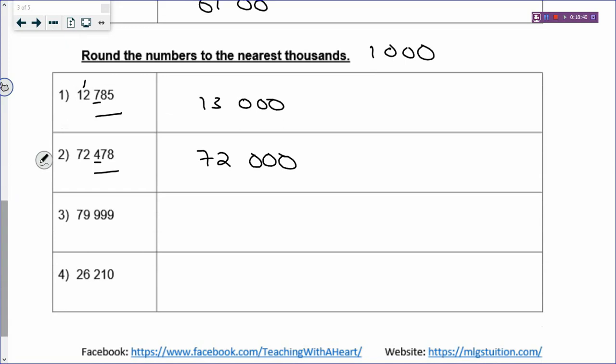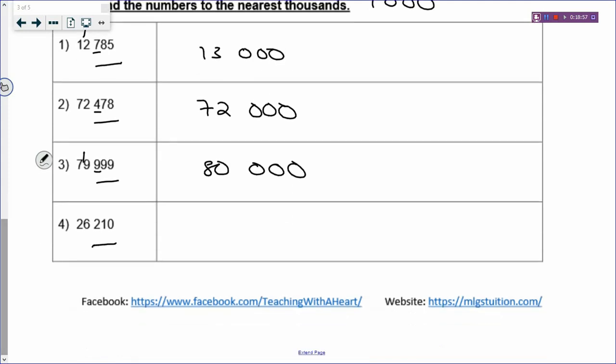Alright, the next one, look at the last 3 digits and look at the biggest of them, the biggest place value. Is it 5 and bigger? Yes. So you add 1 on the next digit, and that will be 80,000. Okay? Alright, and then keep going.